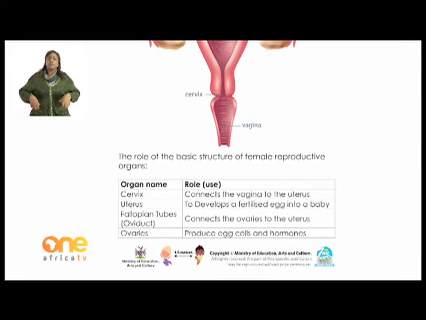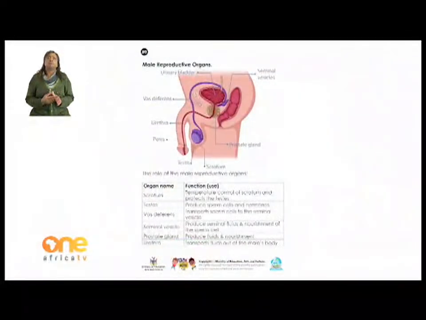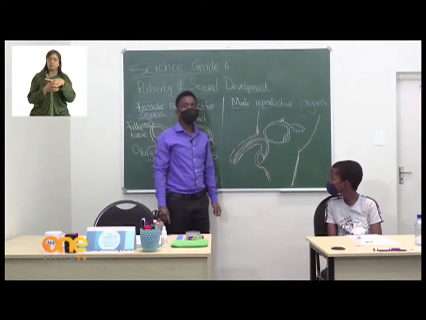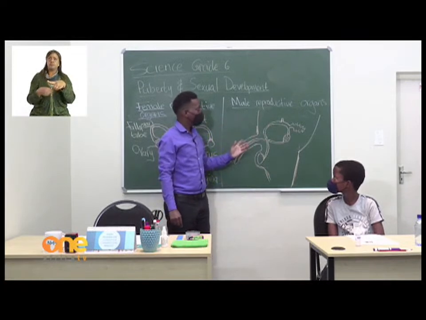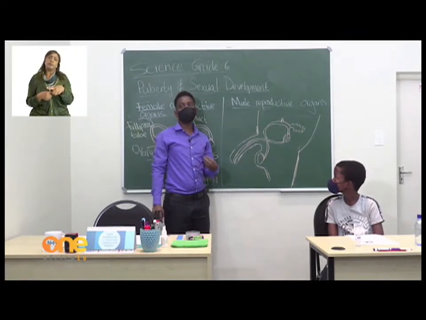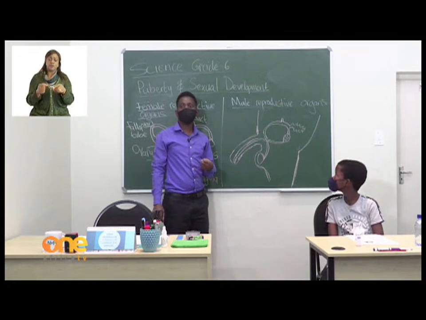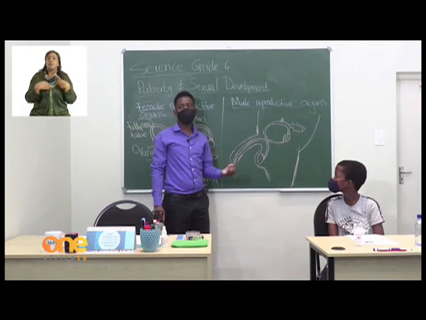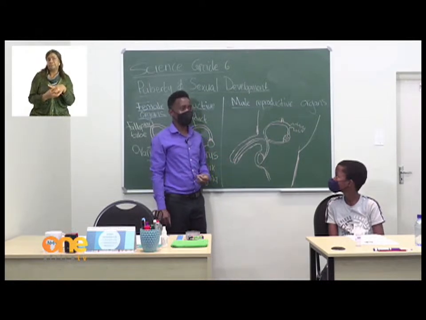Let us now turn over to page 20, where we will look in detail at the male reproductive organs. Now, if we turn to the chalkboard, we will find that the male reproductive organ can actually look a little bit complicated when it comes to labeling it or following its structure. You have to have a starting point and an ending point.